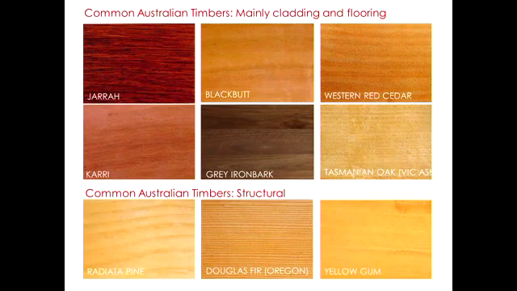Now, we're moving from theory to practice very slowly. These are the different species of timber that you'll find for structural applications, cladding and flooring in Australia. Some of these can be used for both, such as Tasmanian oak, that is used for cladding and flooring, but it can also be used for structural applications. So this is how they look in terms of color and grain, and for structural purposes, yellow gum would be the preferred choice.